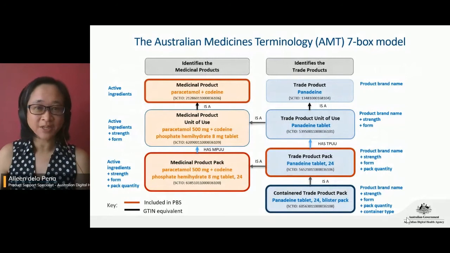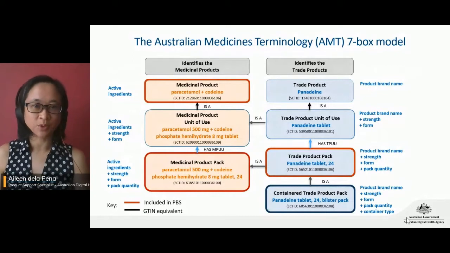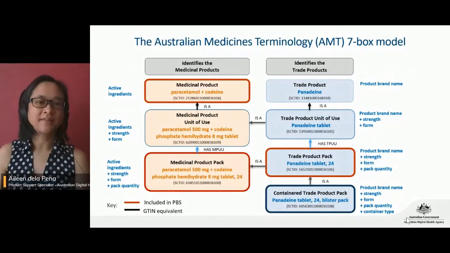Now, there's a lot of information on this slide, but the important point is that you have access to all of the information held within the model, no matter which concept you are starting with. And this is due to the relationships between the concepts. And I'll talk about this more on the next slide.